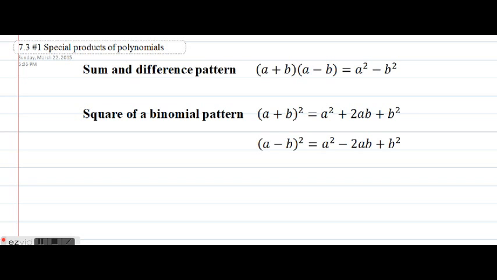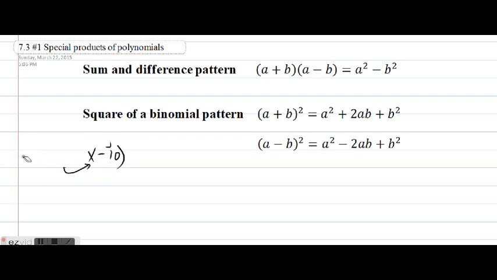And the reason for them is, if I were to give you a problem like x plus 10 times x minus 10, normally you would start using FOIL, double distributive property, or the table, and you would start multiplying. Well, there's no need for that anymore. X plus 10, x minus 10, we can look and see it's just the sum and difference pattern.